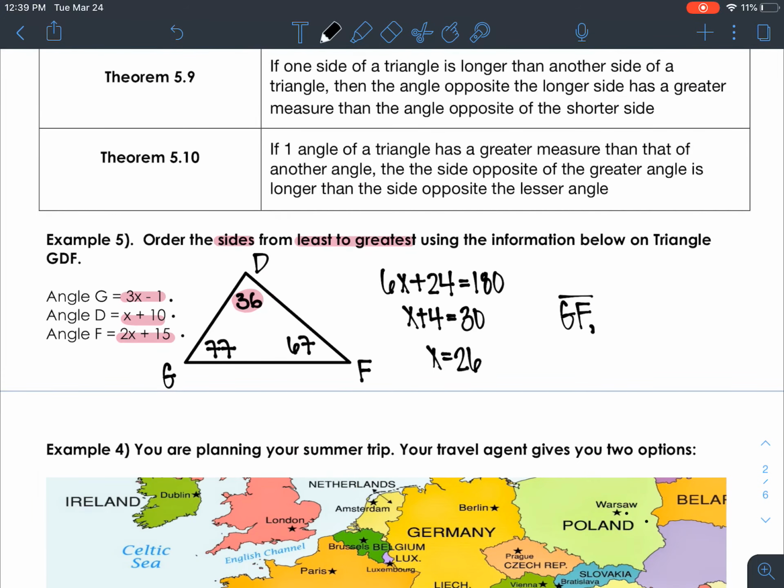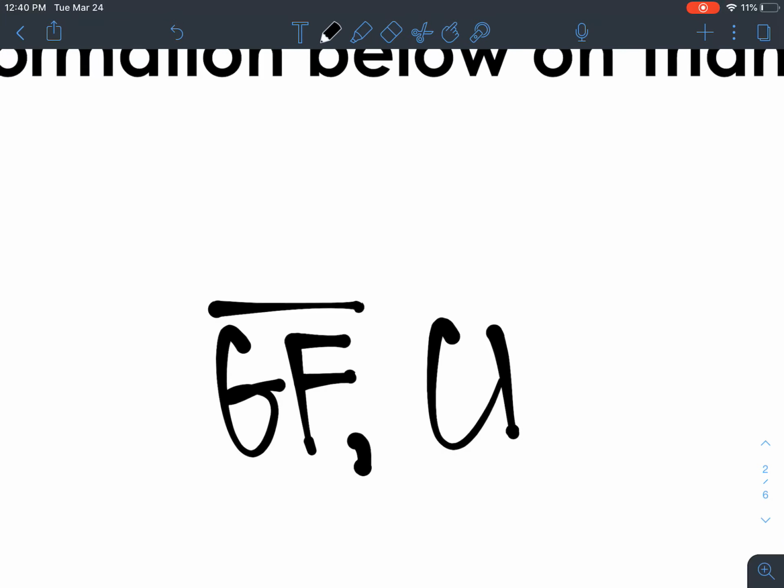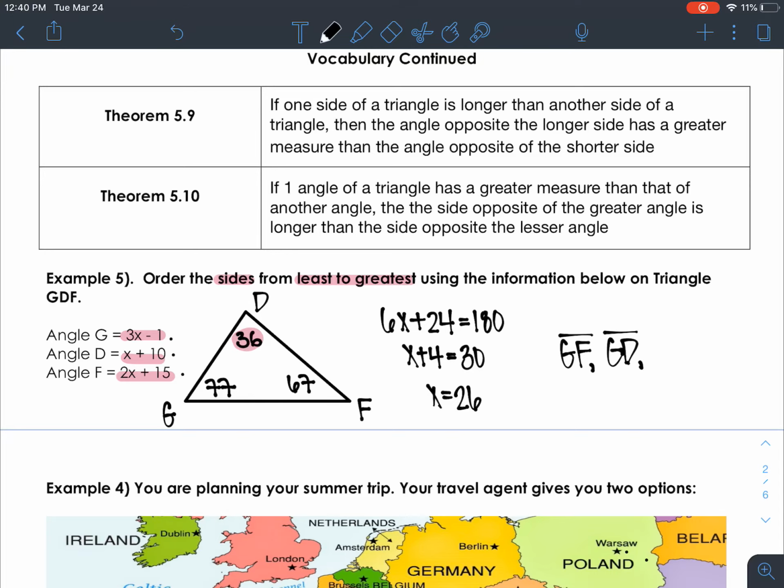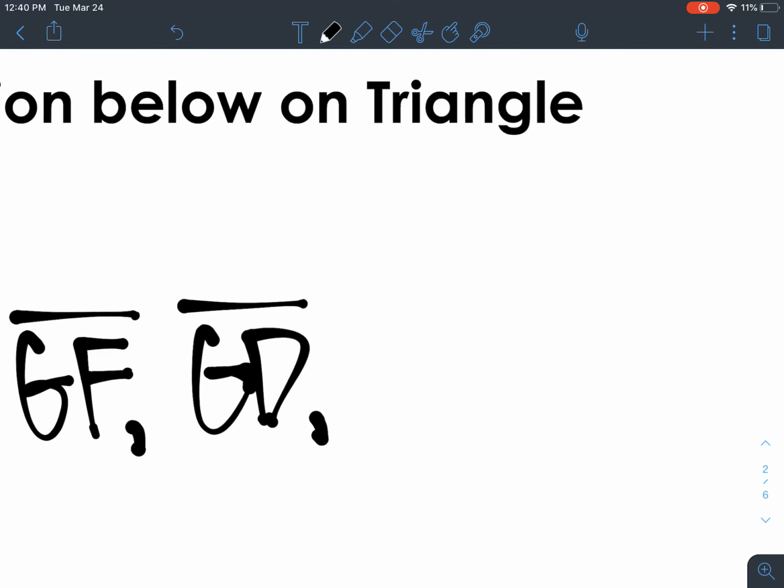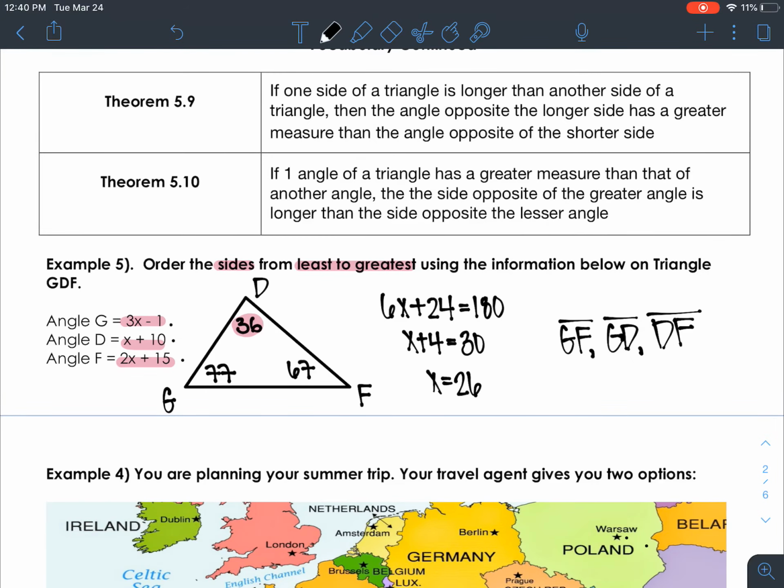Okay. Next one, 67 is my next smallest angle. Going across from that, GD is my next smallest side. Which means then that if you go opposite of the 77, DF is my biggest side. Okay?